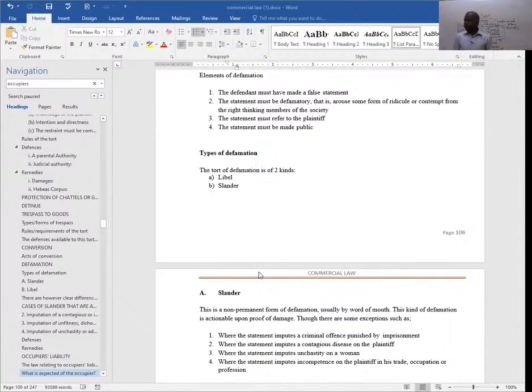If it is libel, then it is actionable without any form of proof, because the evidence that will be there is maybe that printout of a newspaper or a magazine, whereby the statement made there is not true about a particular person, because it is in a permanent form.